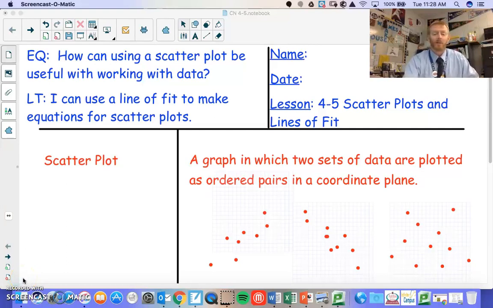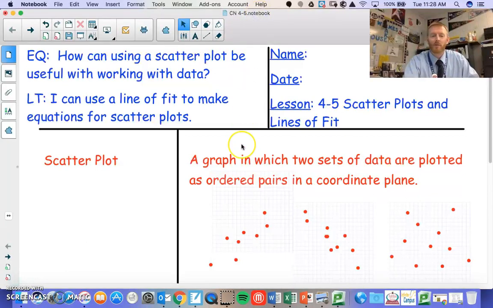Hey, ladies and gentlemen, welcome to lesson 4.5. This is all about scatter plots and lines of fit.